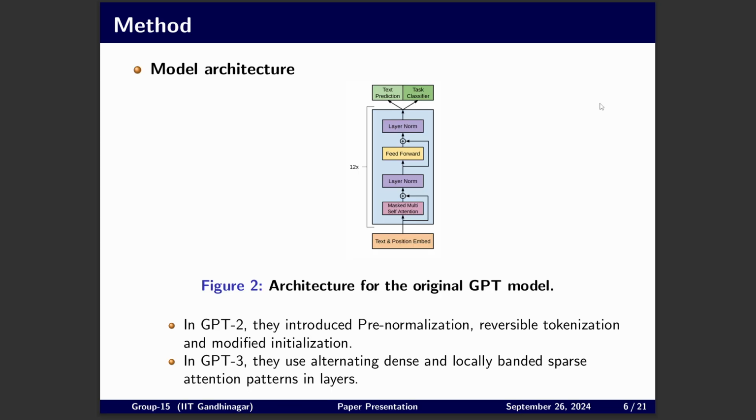The authors of GPT-2 made small changes to this model, such as using pre-normalization. So instead of using layer norm at the output of each layer, they're using layer norm at the input of layers. They introduced reversible tokenization and modified initialization. The authors of GPT-3 decided to keep all these changes and made one small change as well. They used alternating dense and locally banded sparse attention patterns. What this means is, let's say one of the encoder layers uses dense attention, then the following encoder layer would be using locally banded sparse attention patterns.